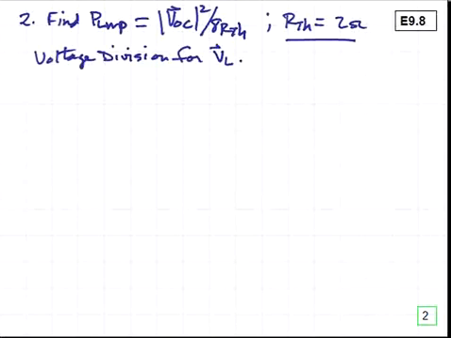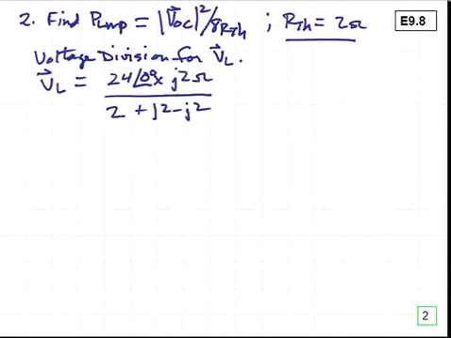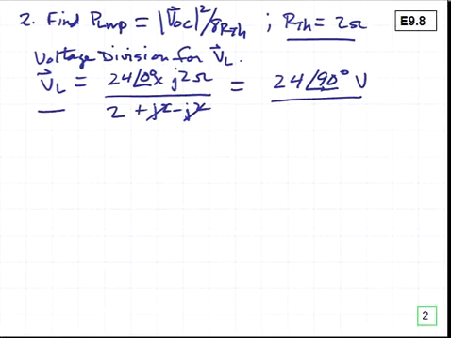We'll begin by using voltage division to determine the voltage across the inductor in the circuit, V sub L. So we'll have that V sub L is equal to the 24 volt source times the impedance of the inductor divided by the total series impedance in that circuit. And this is equal to 24 at an angle of 90 degrees volts. Then the open circuit voltage is equal to this V sub L plus the 12 volt source, 12 at an angle of 0 degrees volts.